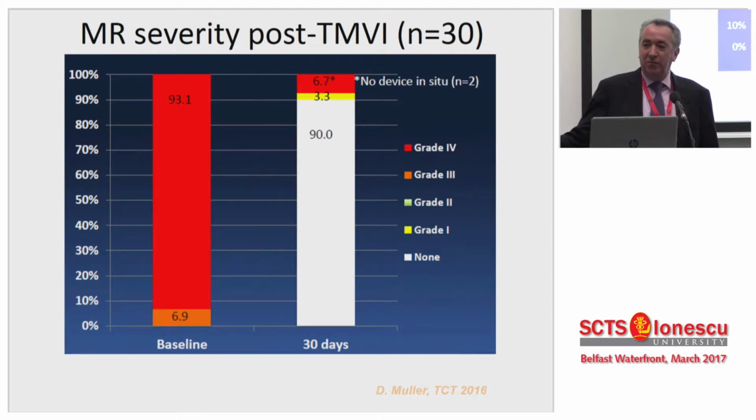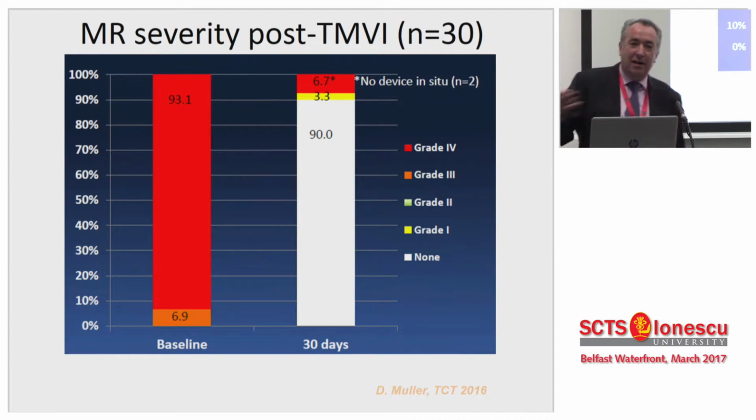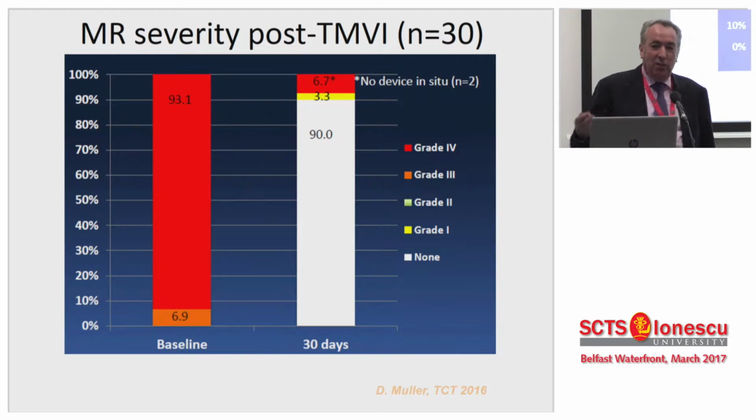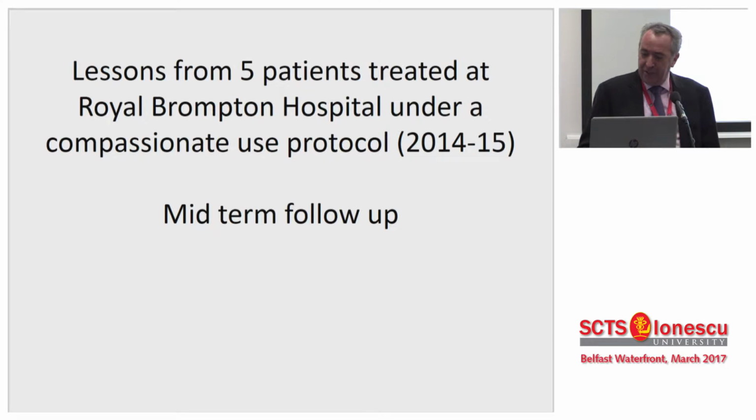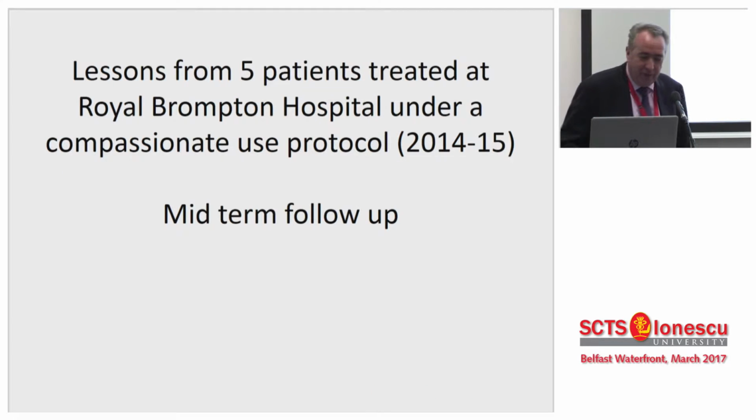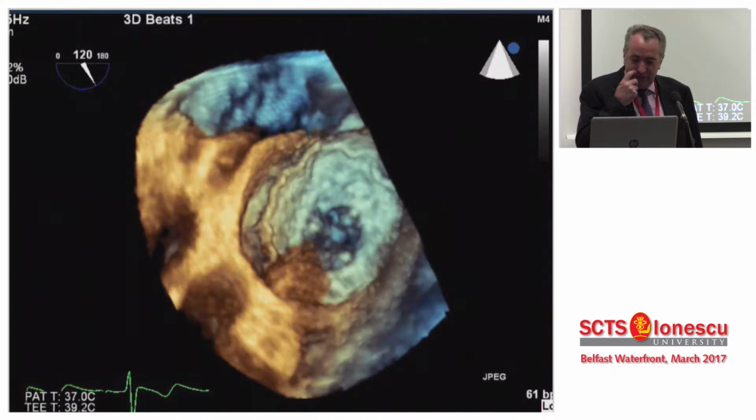It gets rid of mitral regurgitation. Compare this to the sort of slides you see with MitraClip, where half the patients still have 1, 2+ MR. These devices do get rid of mitral regurgitation. So what did we learn from the first few patients we did under a compassionate use protocol? The first was you have to face some problems with these devices.